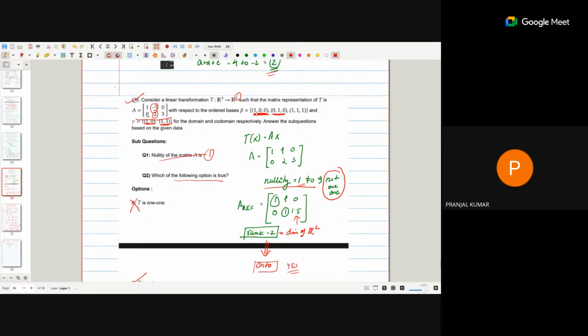See, the elements of beta, are they vectors from R3? So they are obviously your domain. And for gamma you have 1 0, which is a vector from R2. So this is your codomain. Okay, are you getting this?